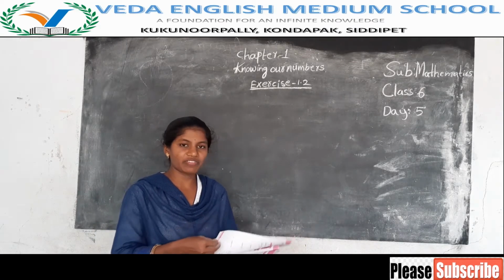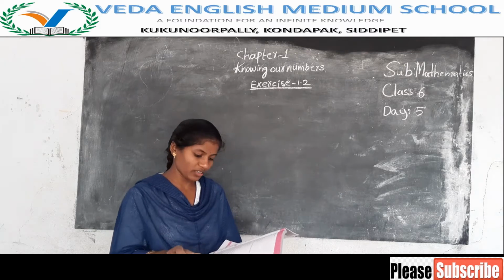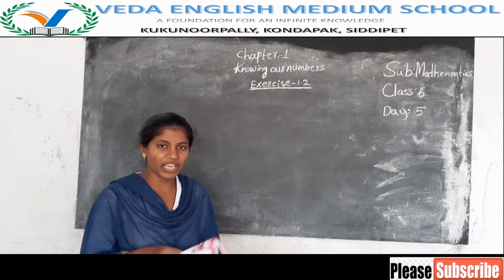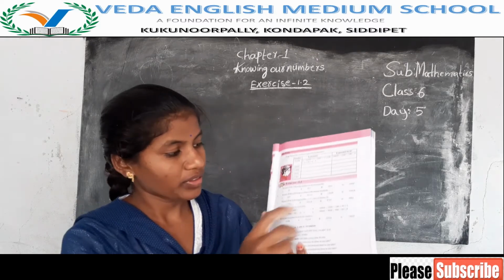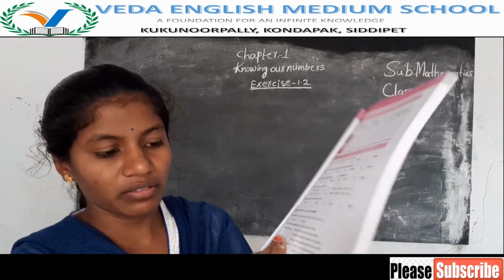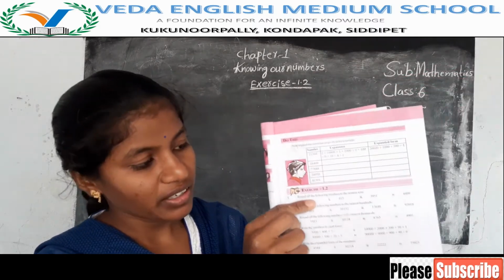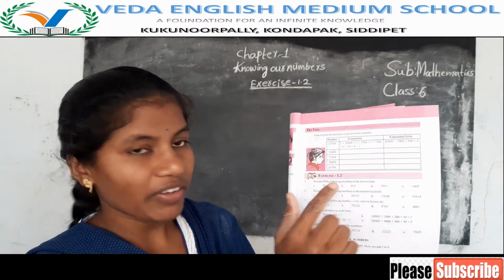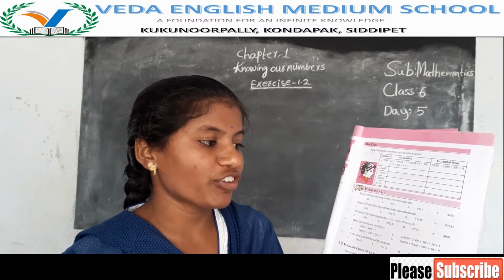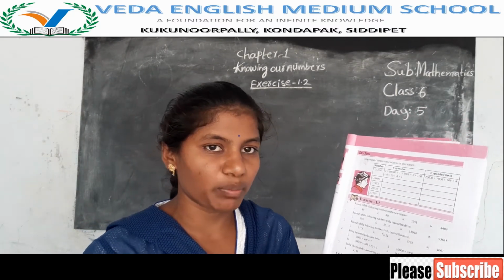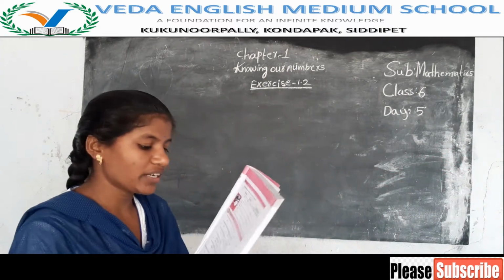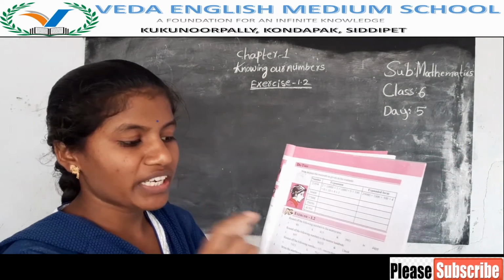In our previous class we completed exercise 1.1. Now exercise 1.2, page number 5. We have already completed the first bit: round up the following numbers to the nearest tens. Now the second bit: round up the following numbers to the nearest hundreds.